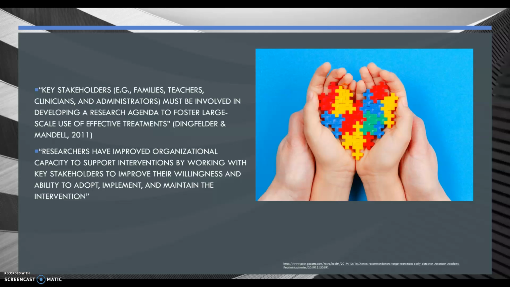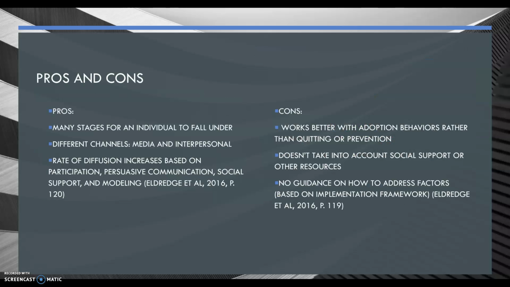So the key stakeholders decided that the families, teachers, clinicians, and administrators, all those who work closely with those students, must be involved in developing a research agenda to foster the large-scale use of effective treatments. Researchers also improved organizational capacity to support interventions by working with key stakeholders to improve their willingness and ability to adopt, implement, and maintain the intervention. So this again was mostly for those school administrators working with a program for those students who had autism.